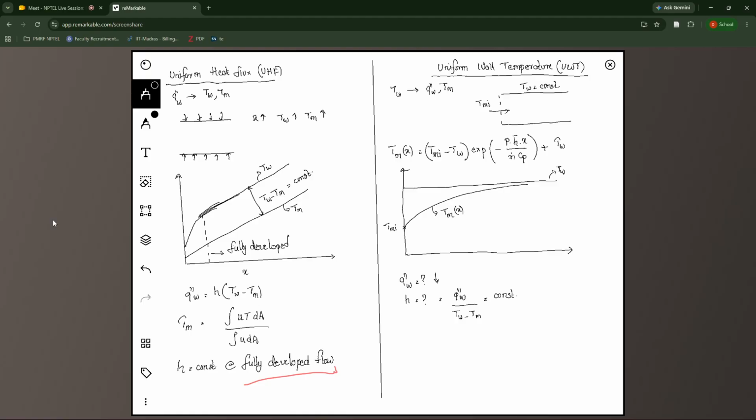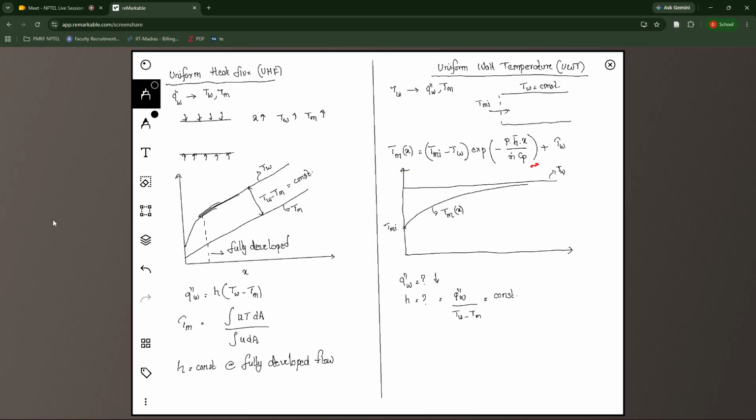Similarly, for a uniform wall temperature, the wall temperature is constant, and the inlet temperature is lower than the wall temperature. Then the fluid keeps on taking heat from the walls, and eventually the fluid mean temperature will become equal to the wall temperature, beyond which it will not be able to take any heat from it. And the relation between mean wall temperature and the fluid temperature is given by this expression.